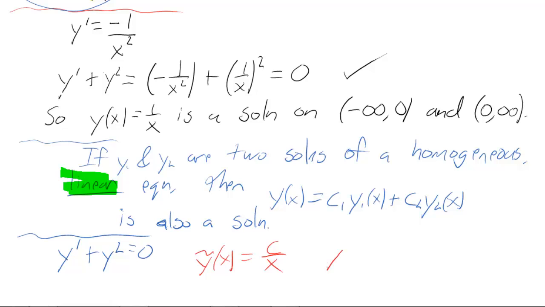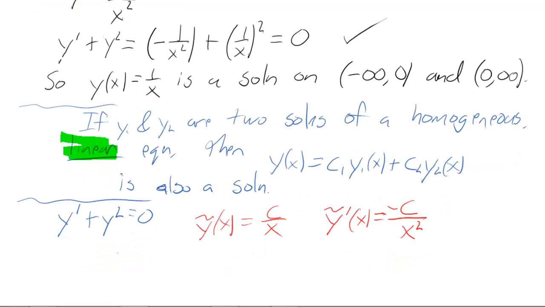So we need the derivative. So y twiddle prime of x is going to equal what? It's going to equal negative c over x squared. And so let's just see what the left-hand side is doing here. So we have y twiddle prime plus y twiddle squared is equal to y twiddle prime, which we just found is negative c over x squared, plus y twiddle squared, so that's c over x quantity squared.